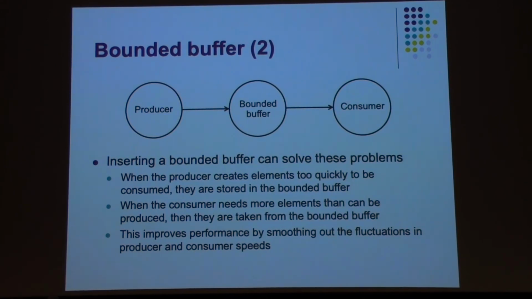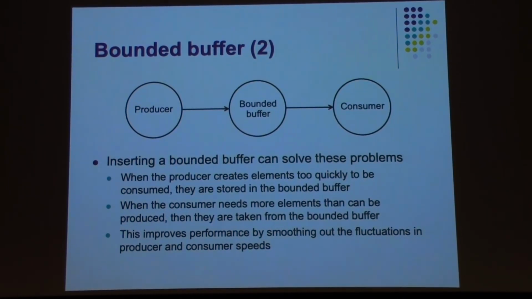So if the producer is making elements too fast and the consumer cannot use them, it's okay. We put them in the buffer. So the producer can keep going, even though the consumer cannot take them. And in the opposite direction, let's say the consumer needs elements, but the producer is not making any. But maybe there already are elements in the buffer. Just take them from the buffer. Okay, the buffer will store them.